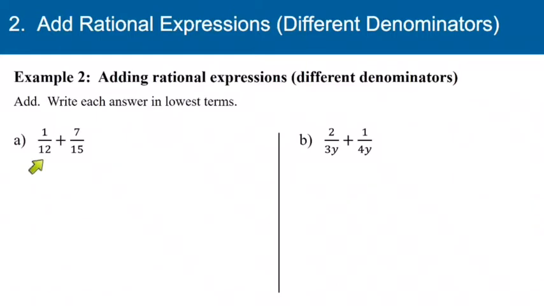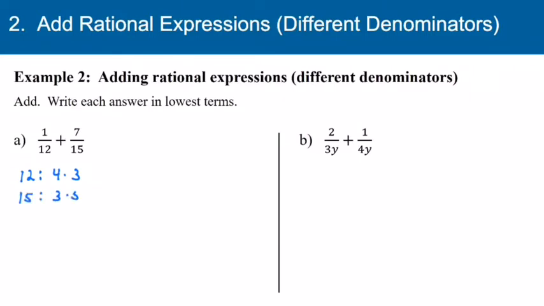Okay, so we have 1/12 plus 7/15. So first, let's find that common denominator. 12 breaks down into 4 times 3, and if we need to, we can break down the 4, but let's see what happens with the 15.